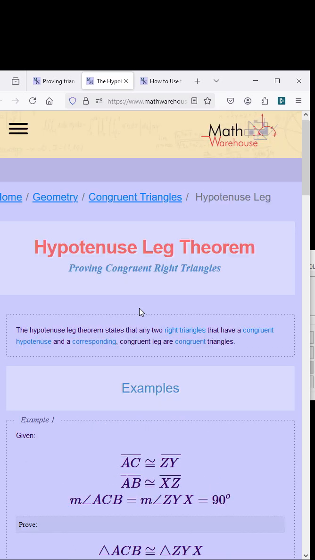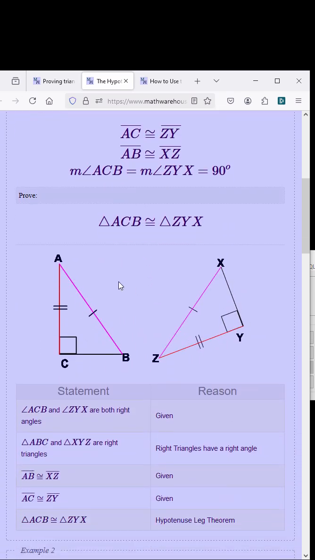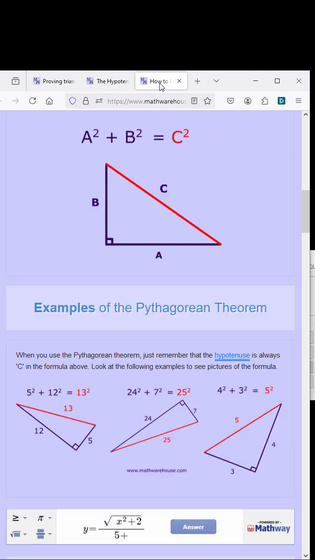So the hypotenuse leg theorem states that if you have two triangles that are right triangles and you know that the hypotenuses are congruent, such as the purple sides in this diagram, and one pair of legs is congruent, like the red sides, then both triangles must be congruent. And if you think about the Pythagorean theorem, this should make sense.